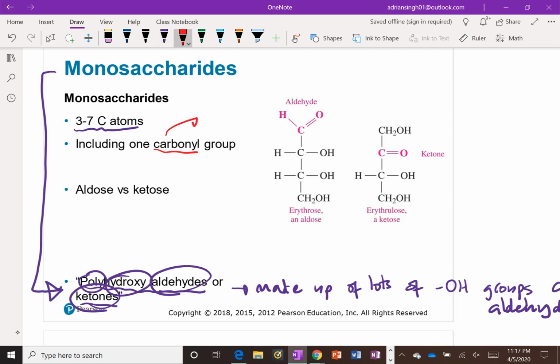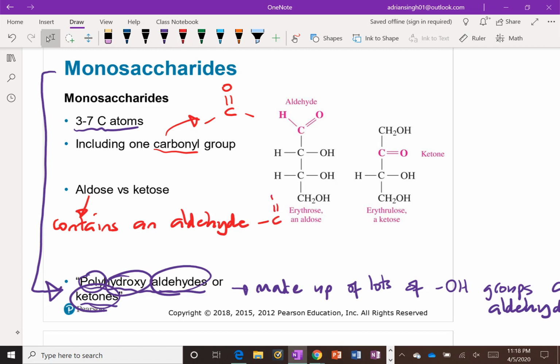So remember, the carbonyl group looks like this. There's a C double bond O, and it's connected to 2 atoms on either side. And we saw in chapter 12 that there were 2 important carbonyl groups found in other functional groups, and these were the aldehydes. If there is an aldehyde present in a sugar, we call it an aldose. So aldehyde again, C double bond O, that's the carbonyl, connected to a hydrogen on one side.